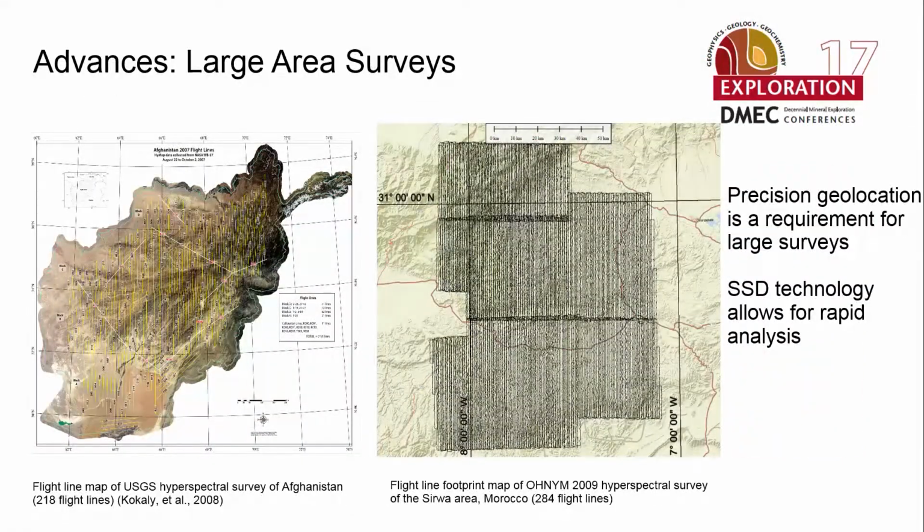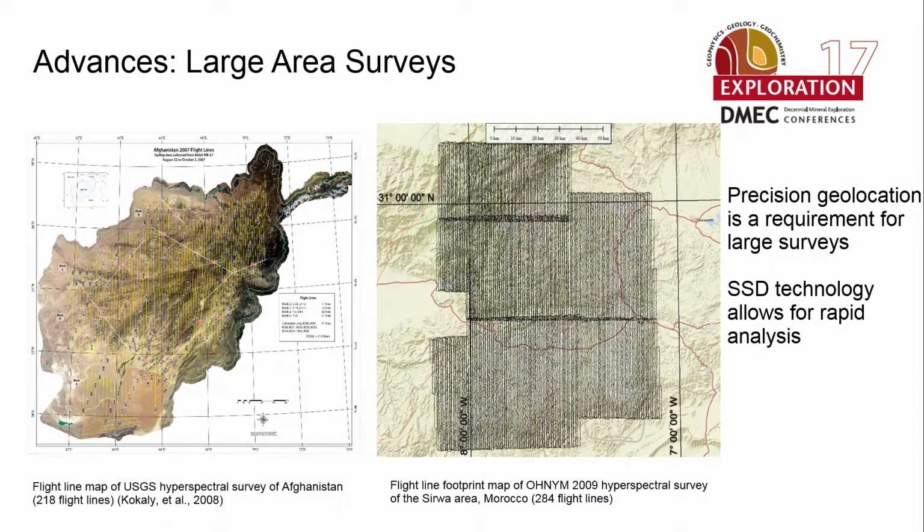This just goes to the large survey concept. It really started with the USGS. In a wild, crazy mood, they decided they were going to fly all of Afghanistan at about 20 meters resolution. And I don't think anybody had taken on a project like that before. So this is like a huge survey, spatially.